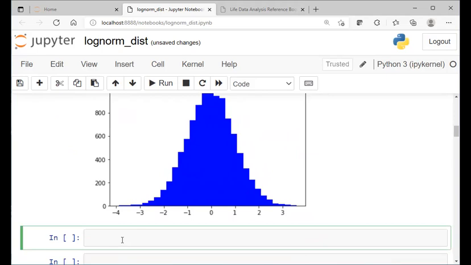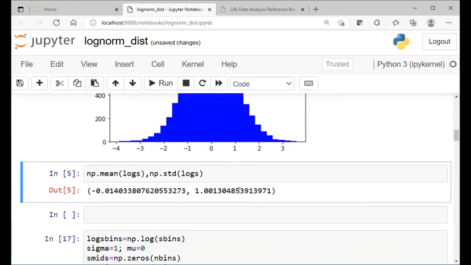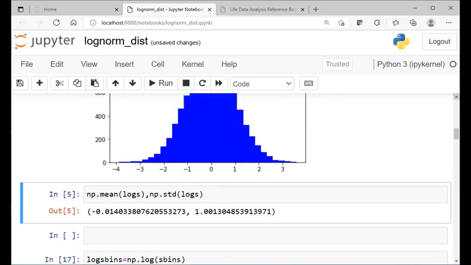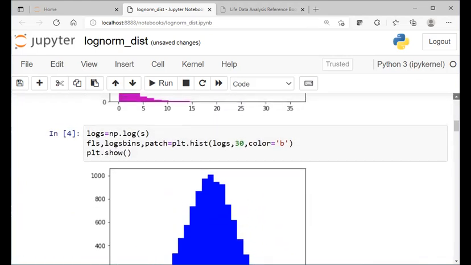If you're not convinced, I can say numpy mean of the log of s variable, and numpy standard deviation of log of s. So the underlying normal distribution has the parameters 0 and 1, mean value 0 and standard deviation equal to 1, right? So a log normal distribution is characterized by an underlying normal distribution.